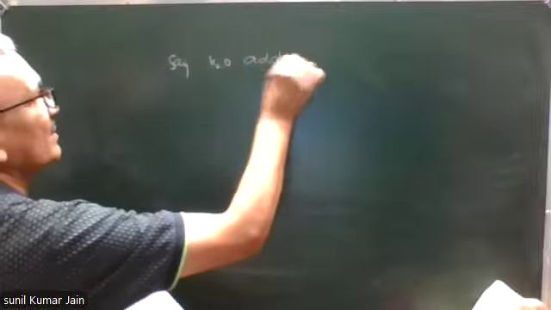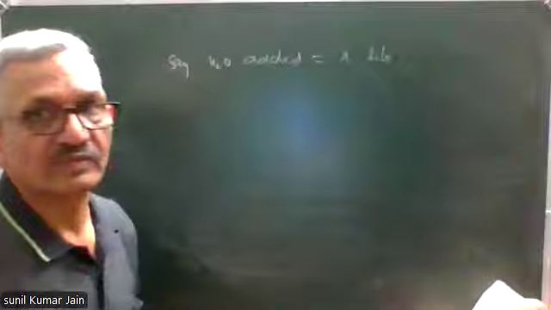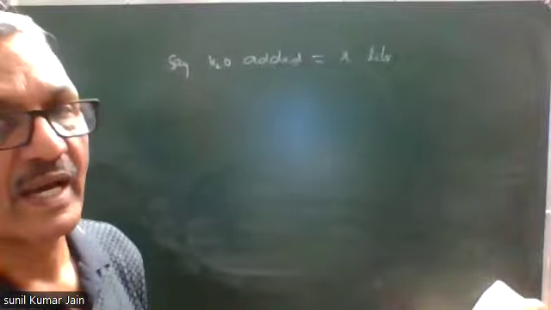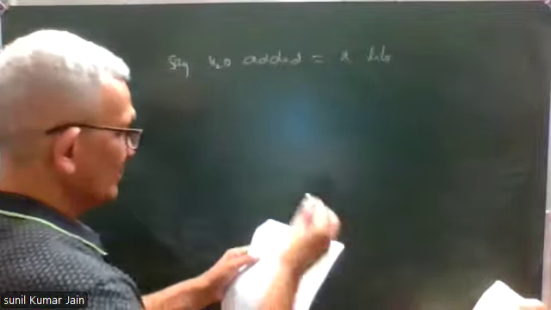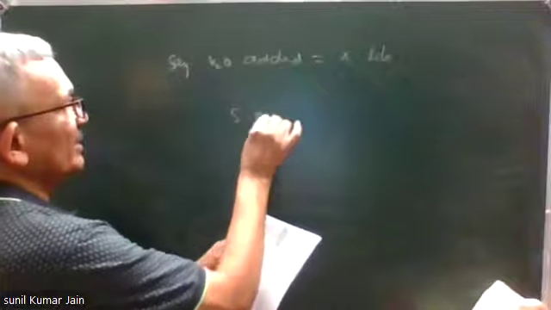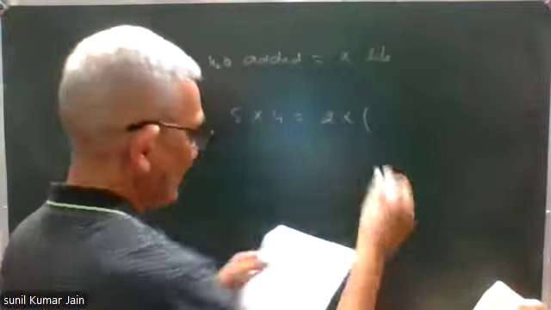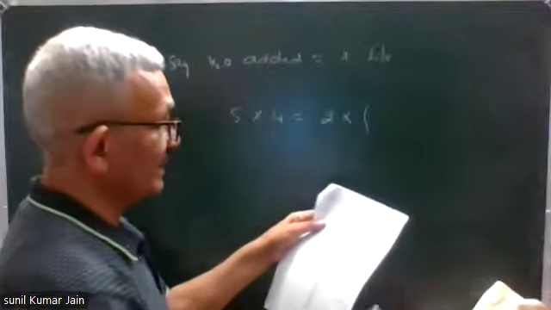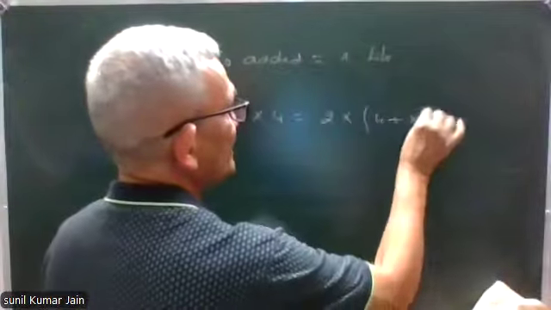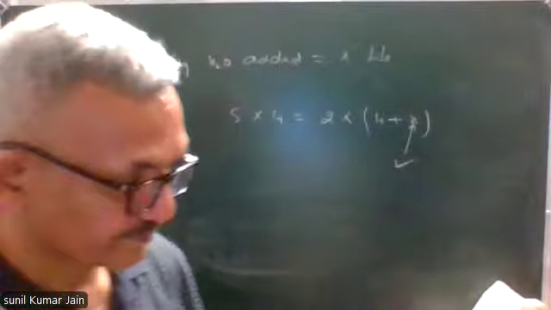Say water added is equal to X liters. We have to calculate the value of X. I'm using the formula M1V1 = M2V2. Initial molarity 5, initial volume 4, final molarity 2, final volume will be initial volume plus X liters of water added. This will be 4 plus X. X will be your answer.